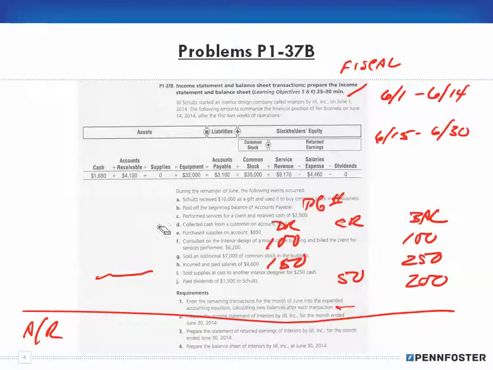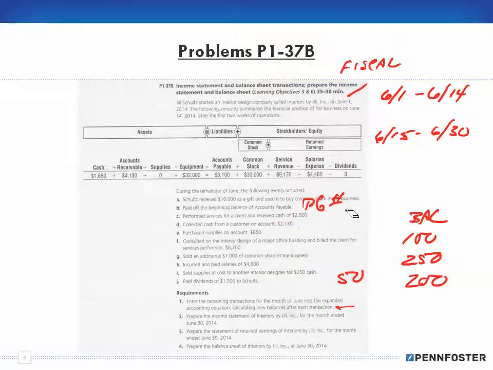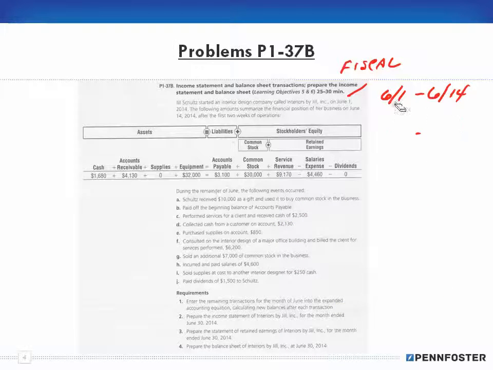So therefore, I'm not going to be doing that here, because I don't need to know what the running balance is of each account. All I'm going to need to know is the balance after I've posted all of my transactions to my ledger accounts. I need to know that final balance for each account.